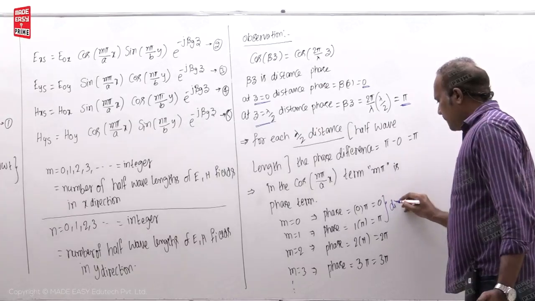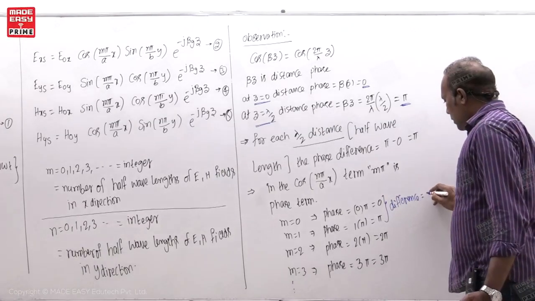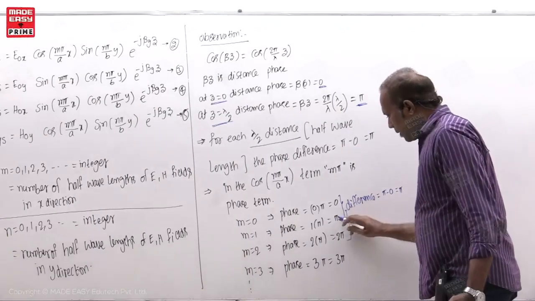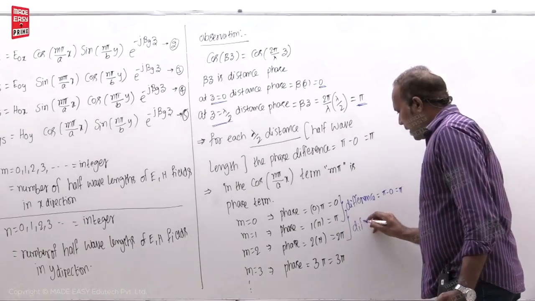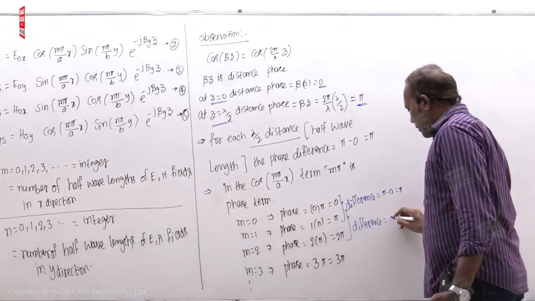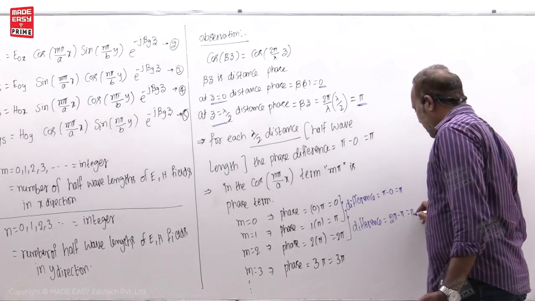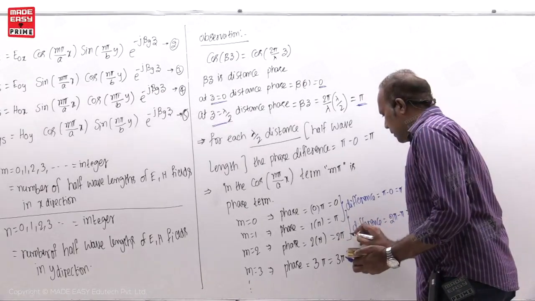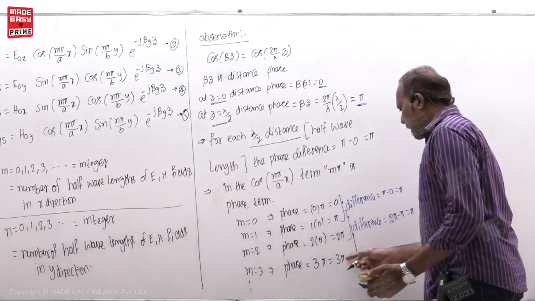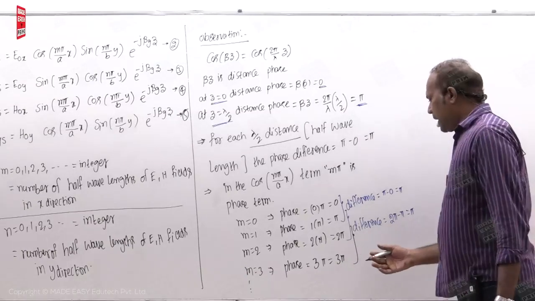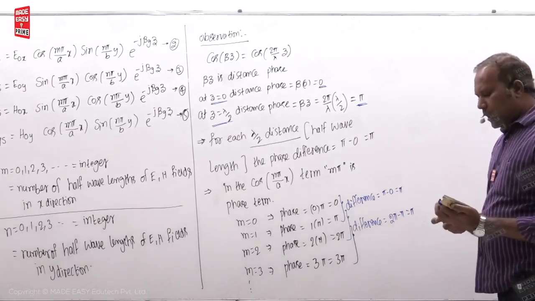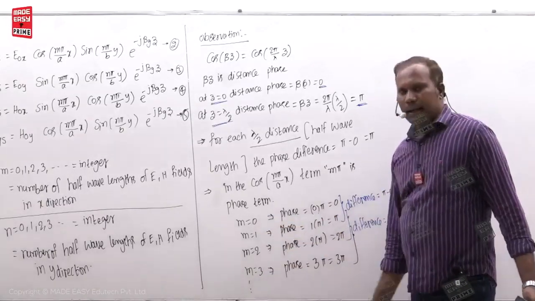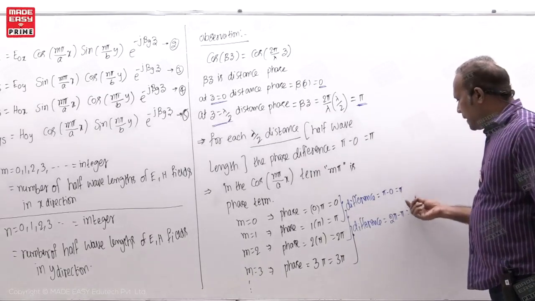Now the difference is pi minus 0, which is pi. The difference from this one to this one is 2 pi minus pi, which is once again pi. Similarly, for these two, 3 pi minus 2 pi is pi only. It keeps going like this. So the conclusion: for each increase of integer, the phase difference of pi is changing.